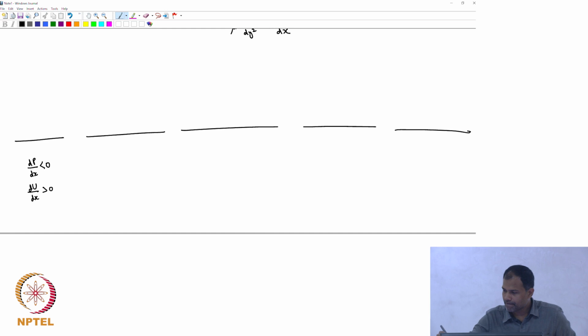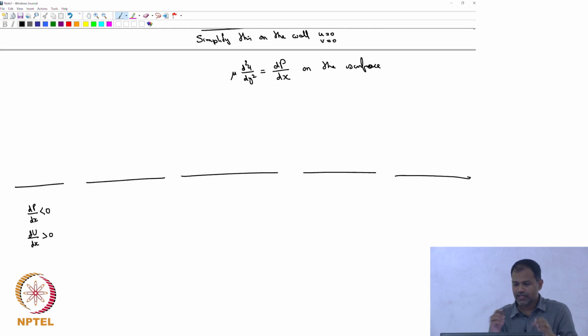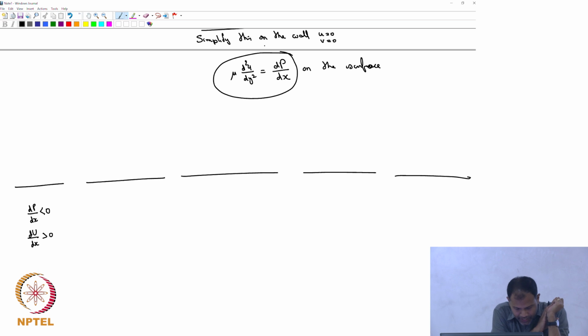Okay, so we said on the surface this is the expression that should hold. So if I have a situation in which dP by dx is less than 0, my d square u by dy square should also be negative. So if my d square u by dy square is negative, can we tell what the velocity profile should be? Should it be like that? Should it be like this? Should it be like that?